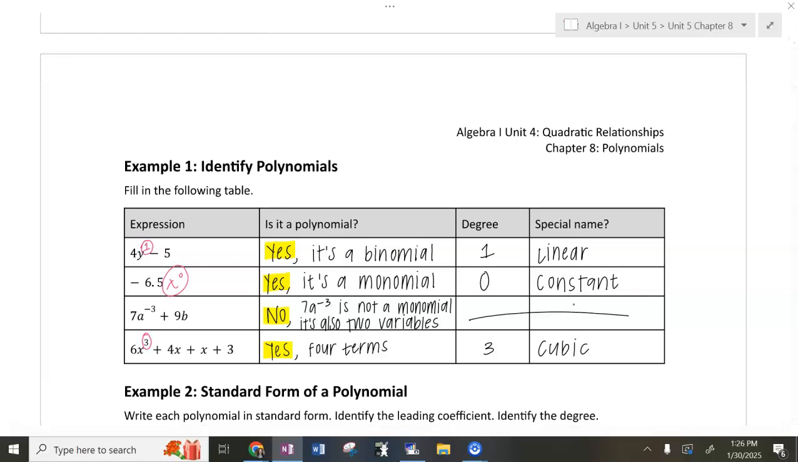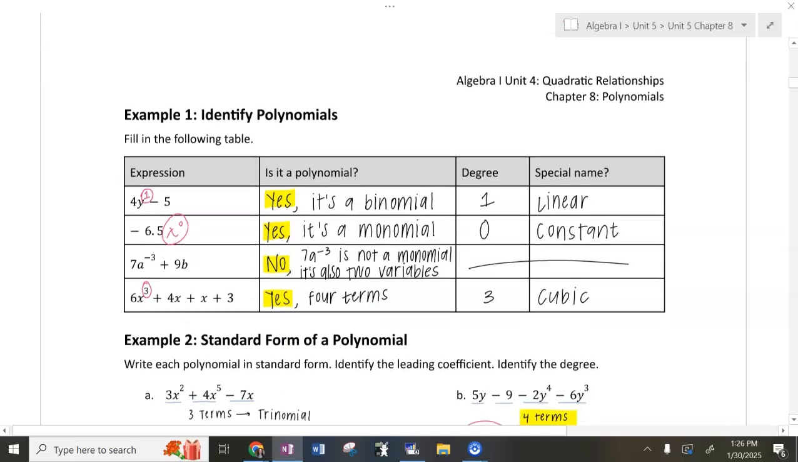The next one, 6x cubed plus 4x plus x plus 3, it is a polynomial. So you can say, yes, it is a polynomial. How many terms are there? There are 4 separate terms here. And it's degree 3 because the highest power is a 3, which means its special name is cubic.